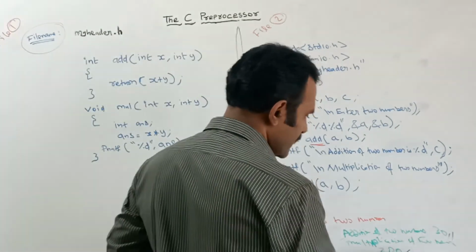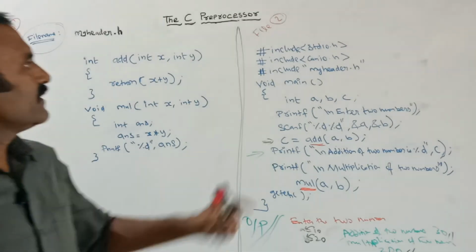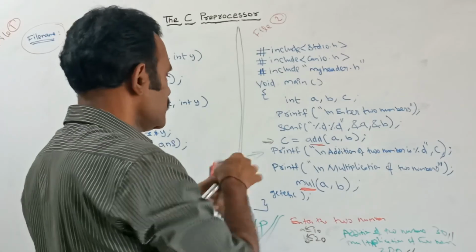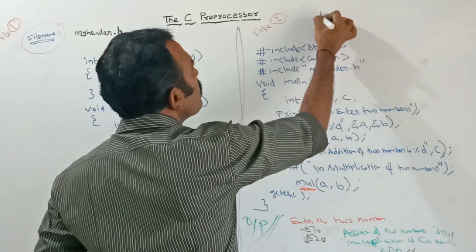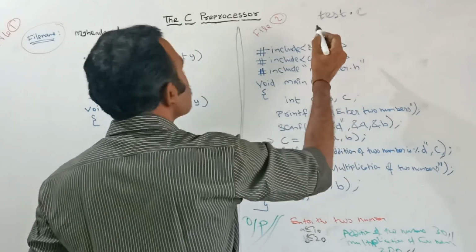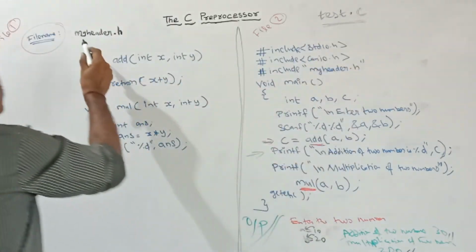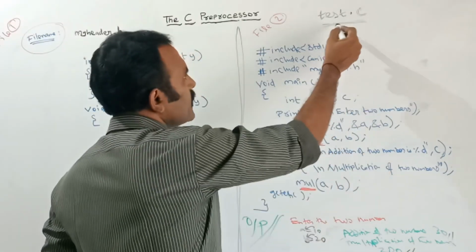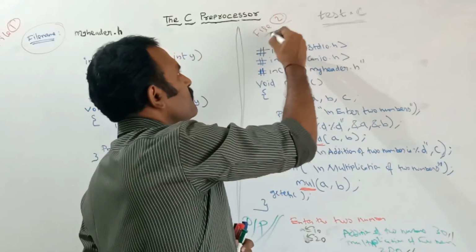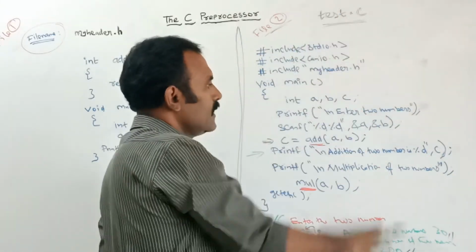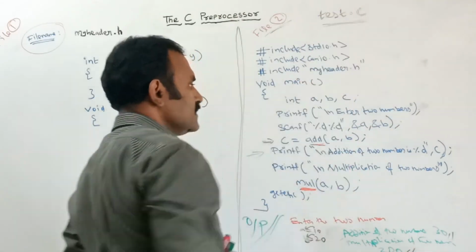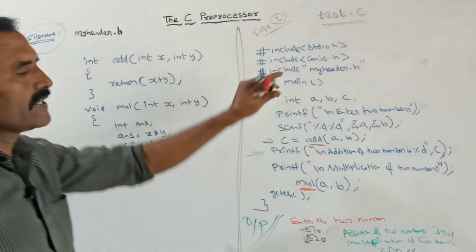In this way we can declare a header file and include that header file in our source code. Let us assume this file name is test.c. This header file is myheader.h, and this source code name is test.c. After completing this second program, that is the second file, you should compile and run only this file, the one with the extension .c. In this way we can create a header file and include the header.